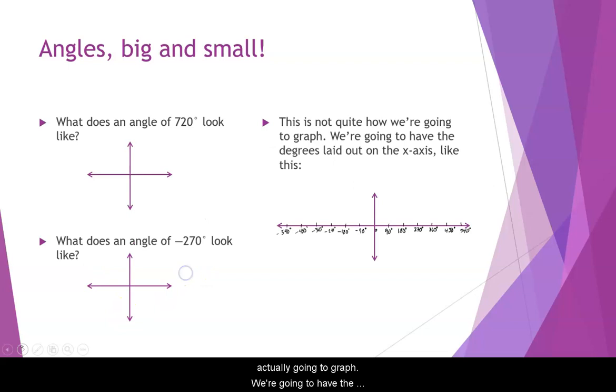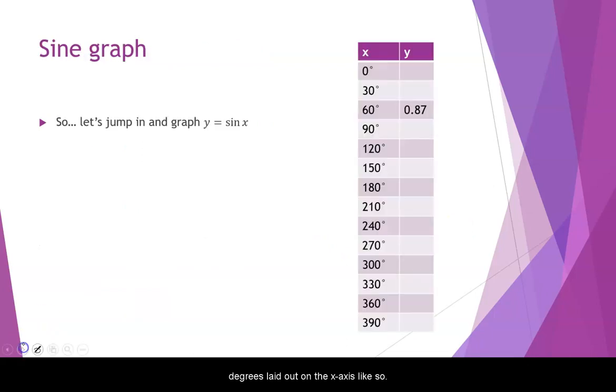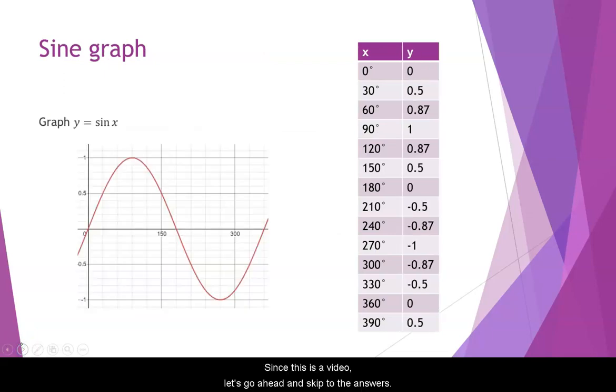So again, this would be 0, this would be 90, this would be 180, and positive 270. Right, this is not quite how we're actually going to graph. We're going to have the degrees laid out on the x-axis like so. We're going to graph y equals sine of x. Since it's a video, let's go ahead and skip to the answers. Here's our table of values, and here's what that graph looks like.